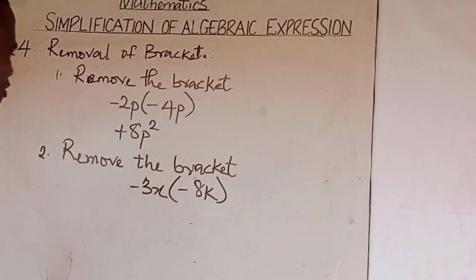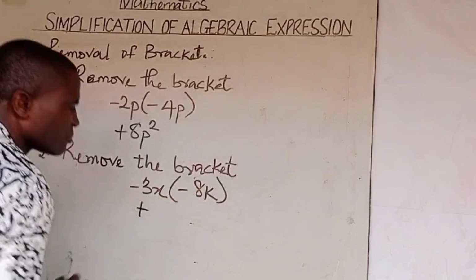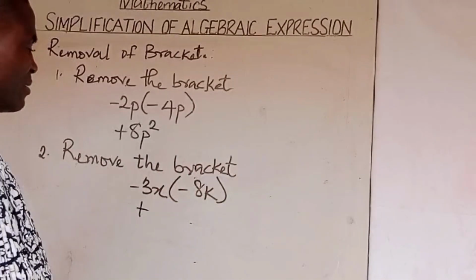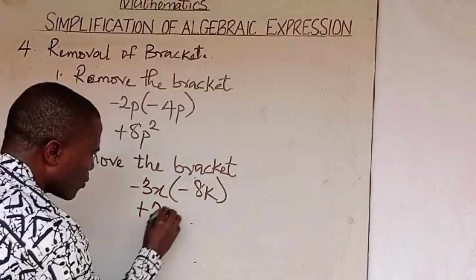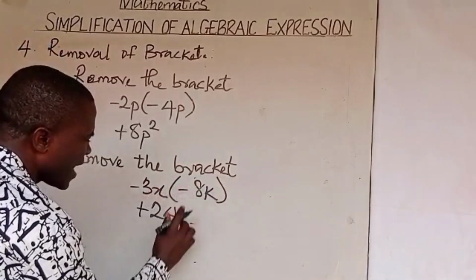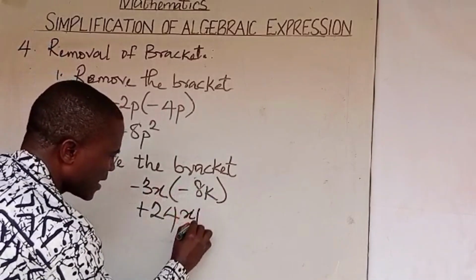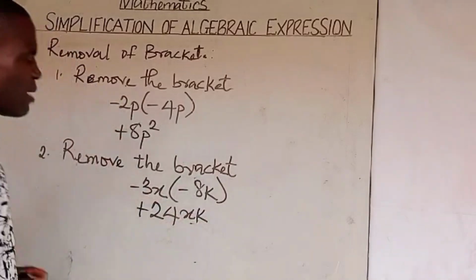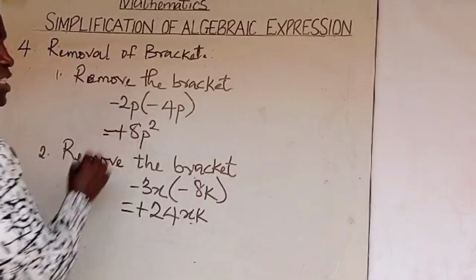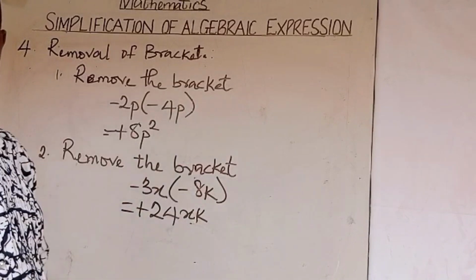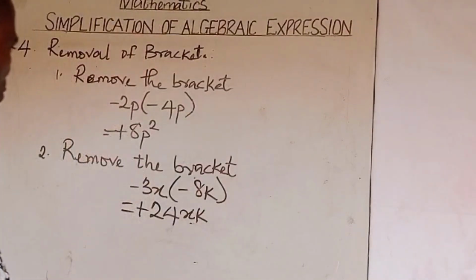Minus times minus definitely is going to give us plus. You remember? That is very good. 3 times 8 gives us 24. So x times k gives us xk. I want to believe it's clear to everybody. Okay, that is very good.